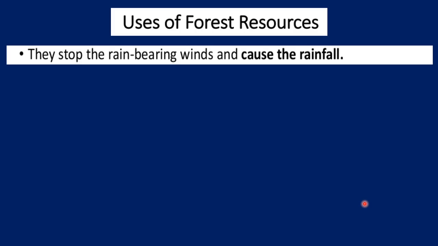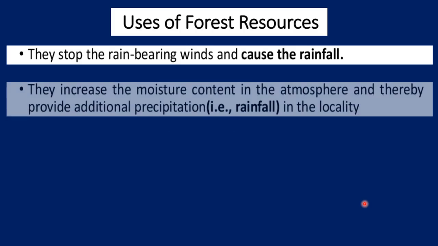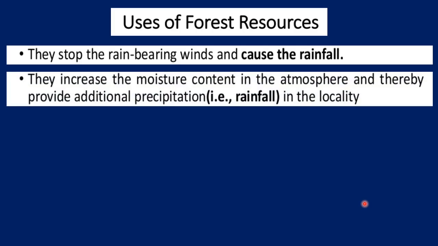As we have studied in our lower classes, high schools and primary schools, the mountains and forest act as a barrier for the clouds, which is responsible for causing the rainfall. So naturally, the forest is an essential part of the environment with respect to rainfall. Second, they increase the moisture content in the atmosphere and thereby provide additional precipitation in the locality. So when the moisture content is increased in the environment, it helps in additional precipitation or rainfall in that particular area.